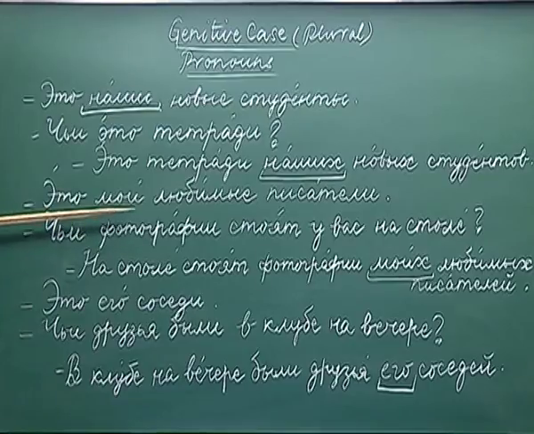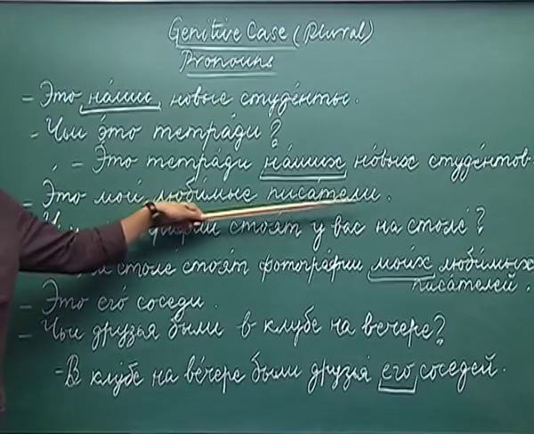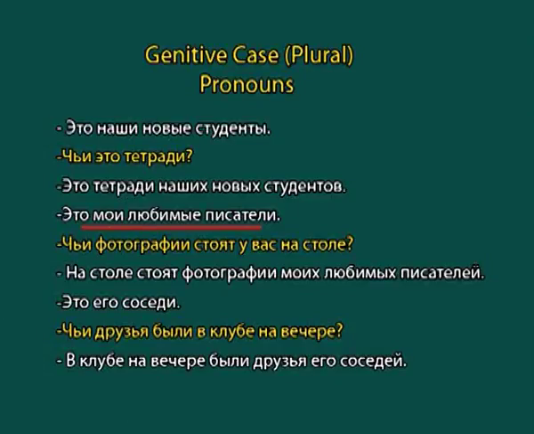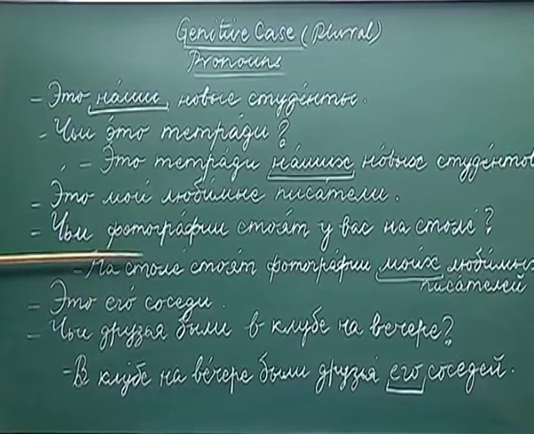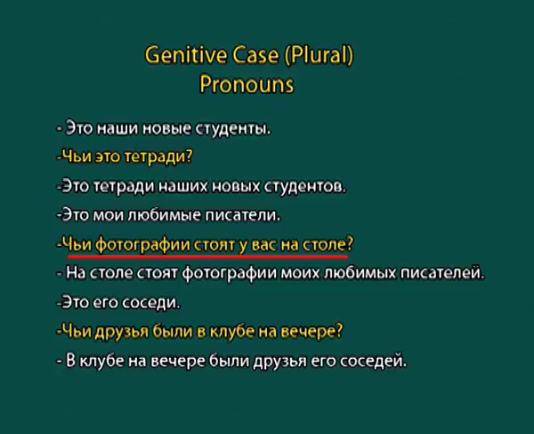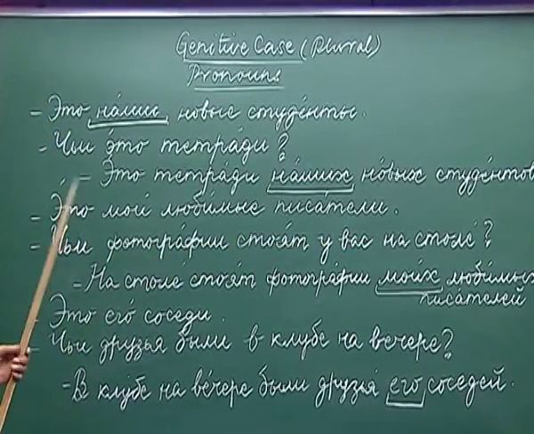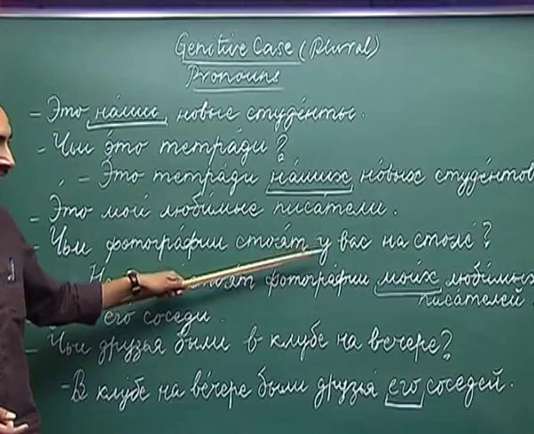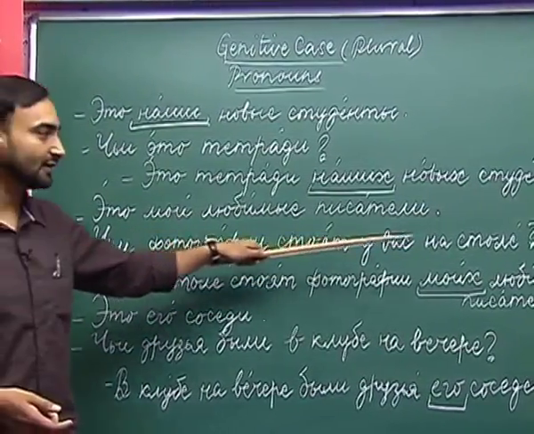Next, again I have written a simple sentence here. Это мои любимые писатели. These are my favorite authors or writers. So, мои here is a possessive pronoun. Next is a question: Чьи фотографии стоят у вас на столе? Whose photographs are there on the table?